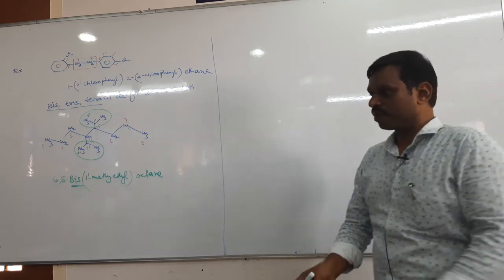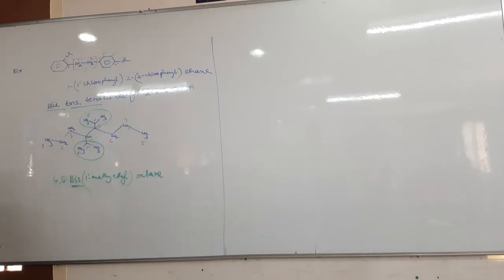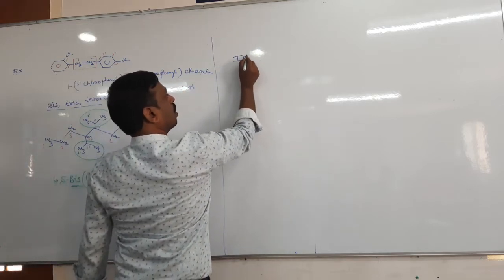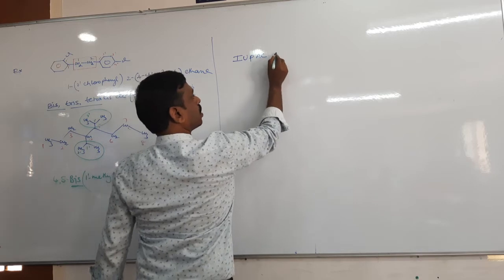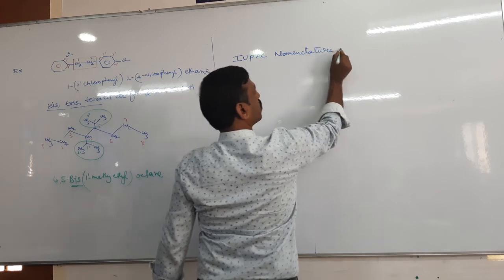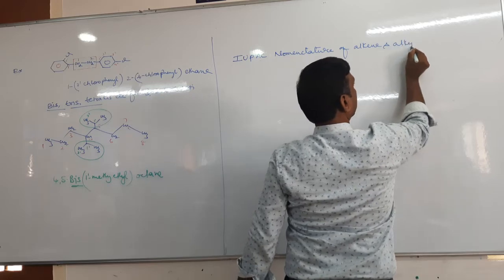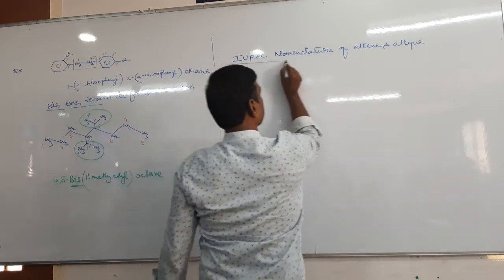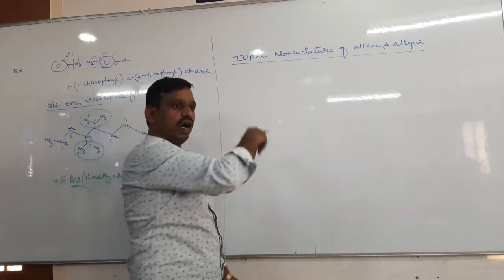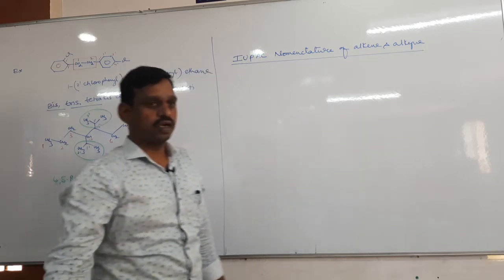Okay, next slide. Rules for IUPAC nomenclature of alkene and alkynes. See, general rules are same. General rules don't change, but in addition to those general rules, we'll get 4 or 5 extra rules. Okay, right, done.